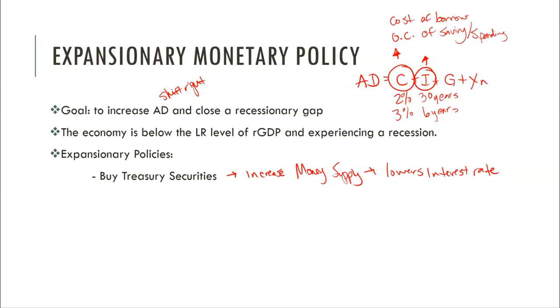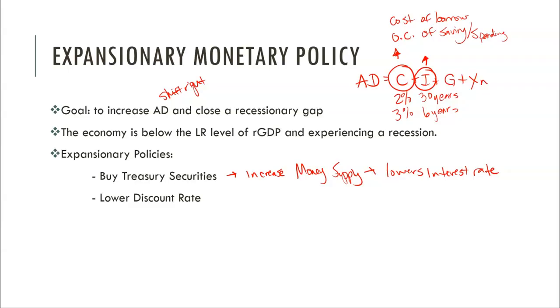So buying Treasury securities increases the money supply, lowers interest rates, which cause consumption and investment to go up. It also causes consumers to spend more because the opportunity cost of their savings has changed. If interest rates are really low and you're not earning money from your savings account, maybe you're earning 2 or 3 pennies a month, it's like, well, I might as well just spend it now. Go on vacation, buy a car, go shopping. I'm not really earning money when it's sitting in my savings account.